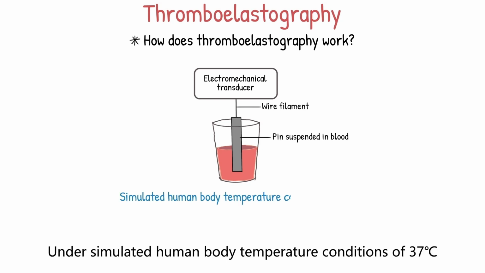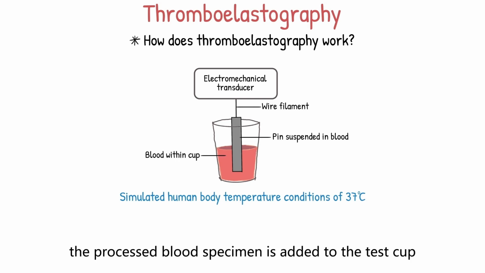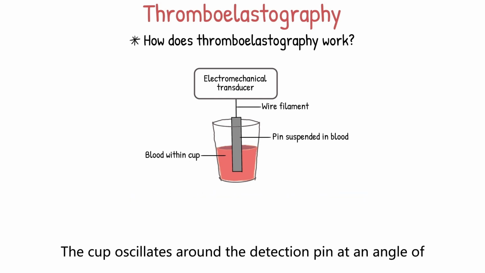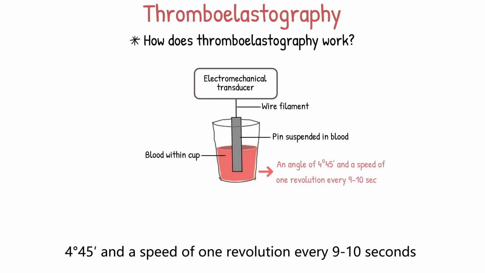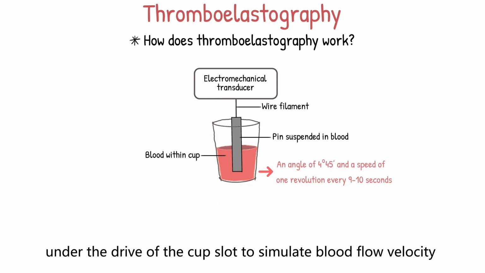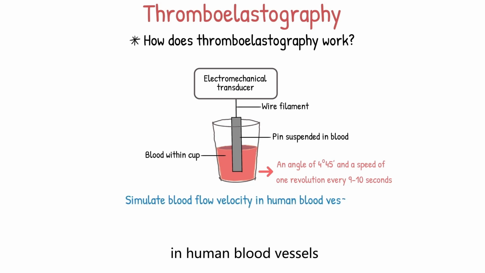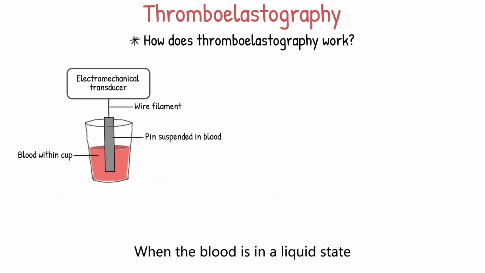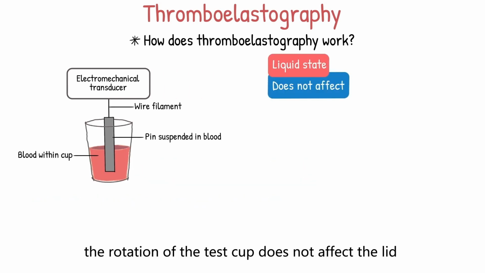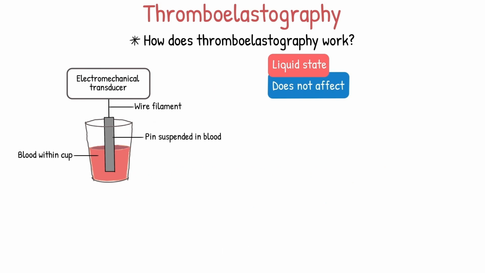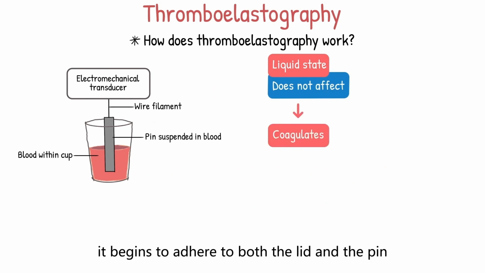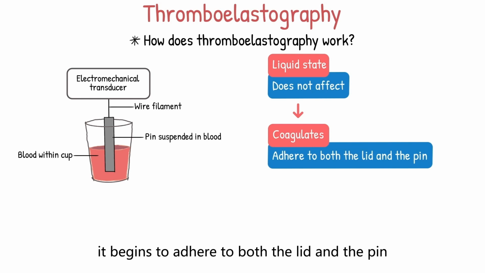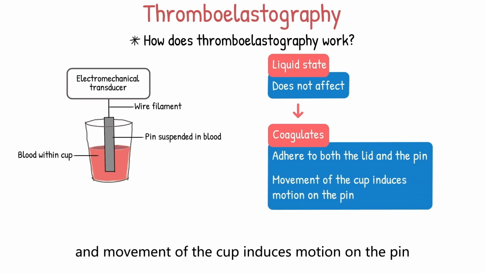Under simulated human body temperature conditions of 37 degrees Celsius, the processed blood specimen is added to the test cup. The cup oscillates around the detection pin at an angle of 4 degrees 45 minutes and a speed of 1 revolution every 9 to 10 seconds under the drive of the cup slot, to simulate blood flow velocity in human blood vessels. When the blood is in a liquid state, the rotation of the test cup does not affect the lid and metal pin. As the blood coagulates, it begins to adhere to both the lid and the pin, and movement of the cup induces motion on the pin.